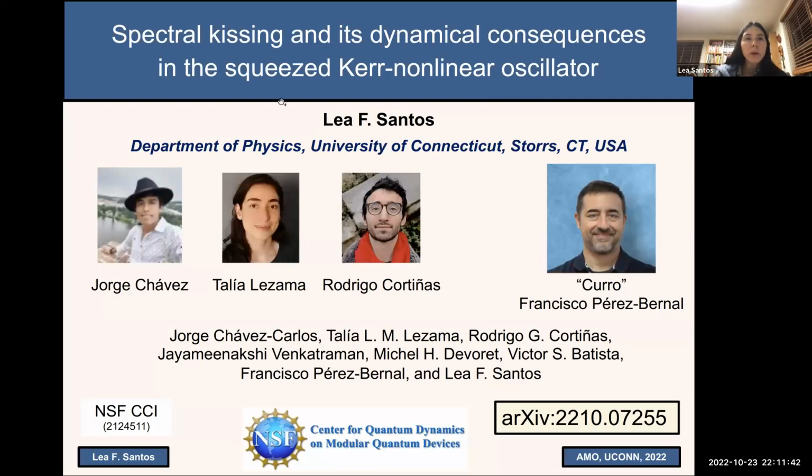Okay, so the work that I'll present here is already available in the archive. It involves a group of people from the NSF CCI, which is led by Victor Batista. The name of this center is Center for Quantum Dynamics on Modular Quantum Devices. And I'm showing here the picture of the first three authors.